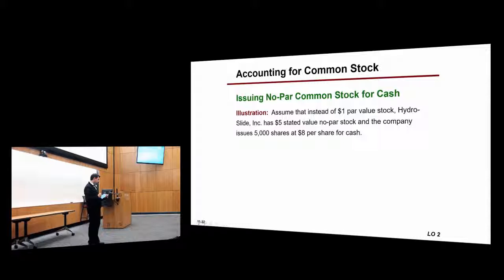Now, for example, assume that instead of $1 par value stock, Hydro issues $5 stated value. It has no par value. It has a stated value of $5, and they are issuing 5,000 shares. How much cash is the company getting? Cash will depend on the market. So cash will be debited 40,000. This is based on the market.